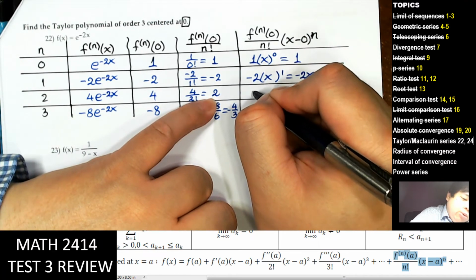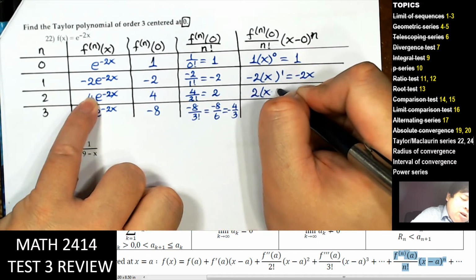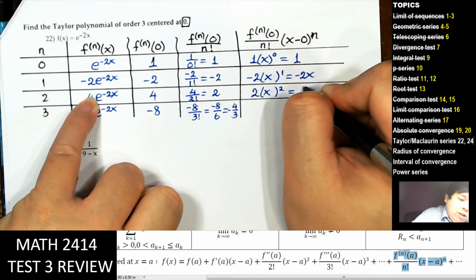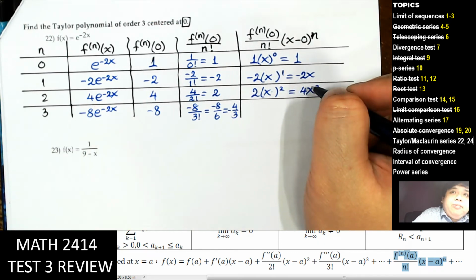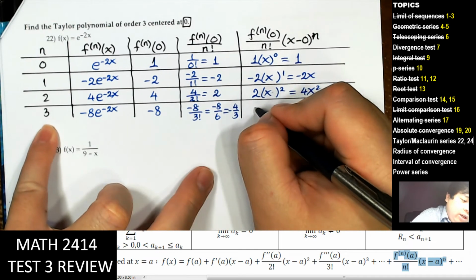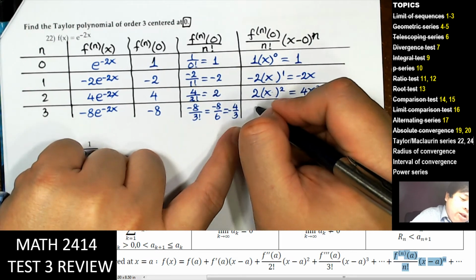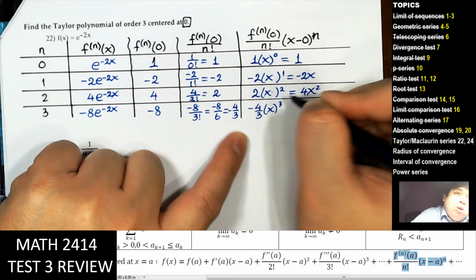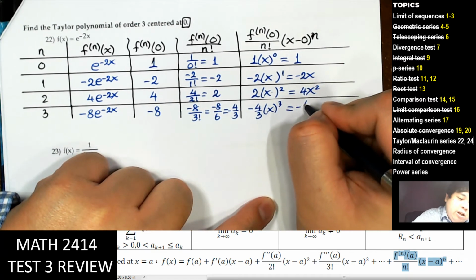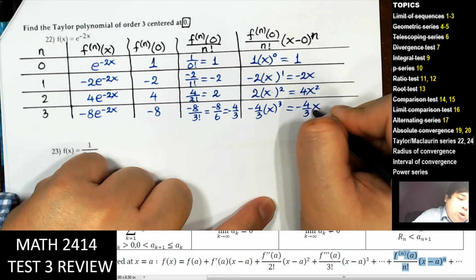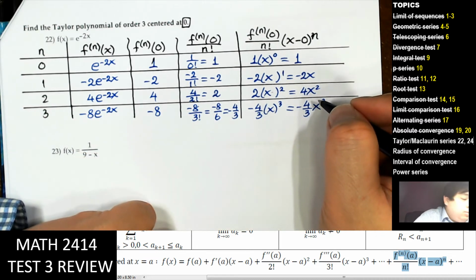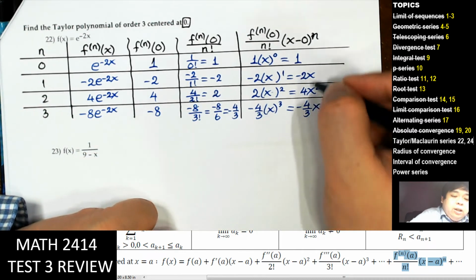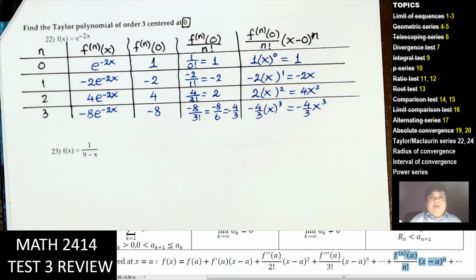And then 2x minus 0 to the second power for x squared. And then, I'm sorry, not 3, negative 4 over 3 times x minus 0 to the third power is negative 4 over 3 x cubed. And we just combine all of those terms and that's it.